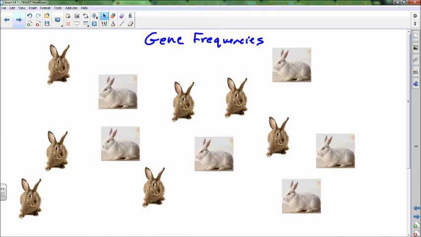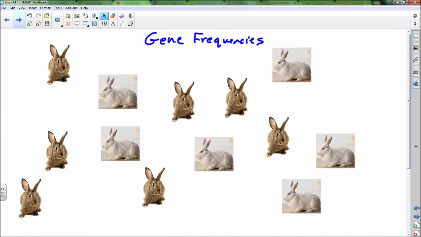So for our examples today, we're going to be looking at a population of rabbits. In that population of rabbits, we have two different phenotypes. So remember, phenotype is how the organism actually looks. We have brown rabbits and we have white rabbits. In our example here, this is going to be a perfectly dominant and recessive relationship.